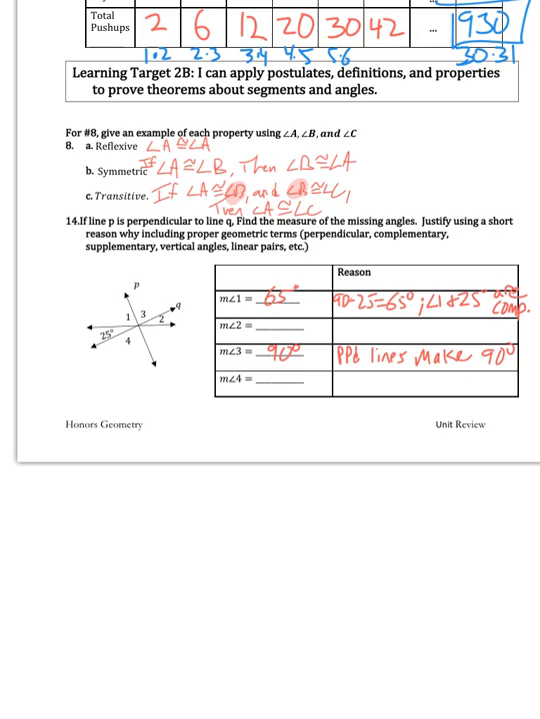All right, angle 2, what about that one? Well, we can do a couple things here. These angles right here are vertical angles. So vertical angles are congruent, and so we can use our vertical angles to get angle 2.